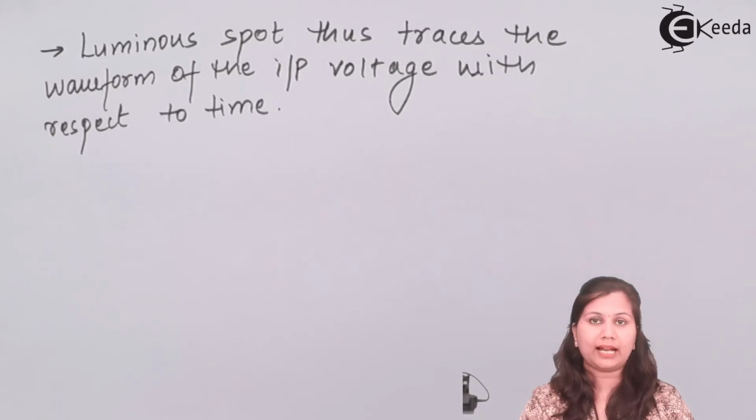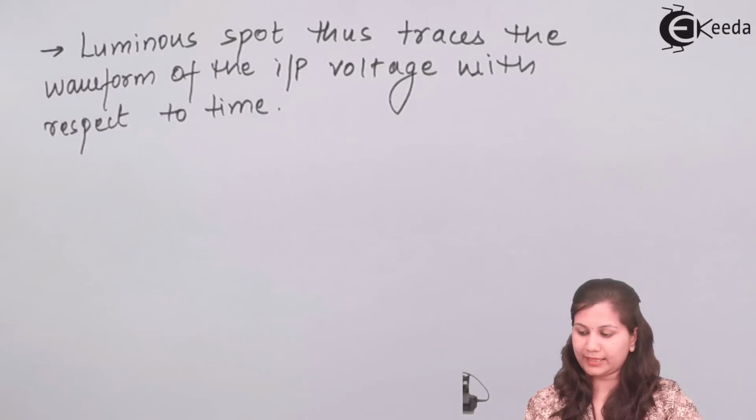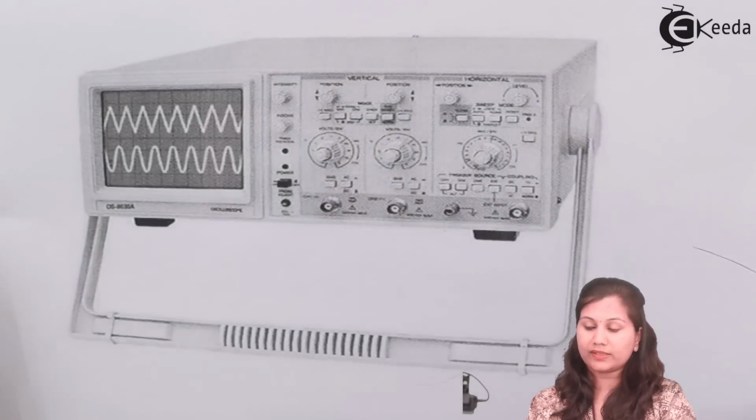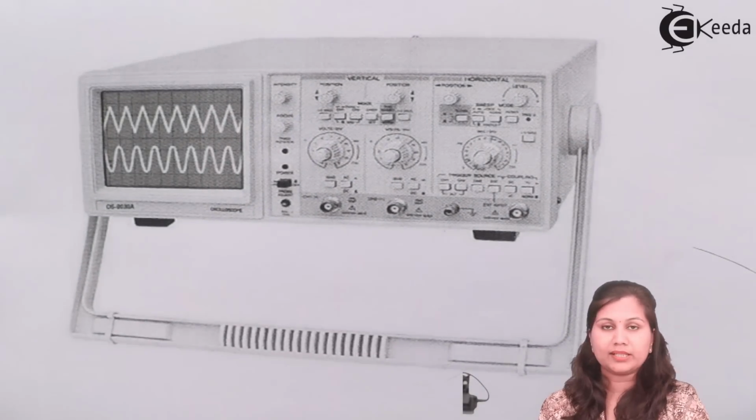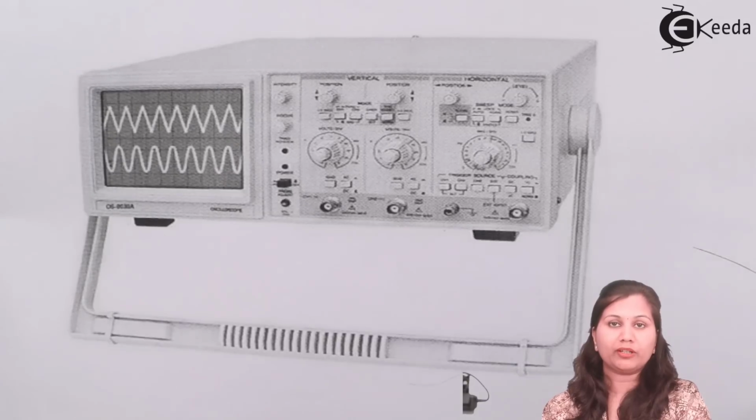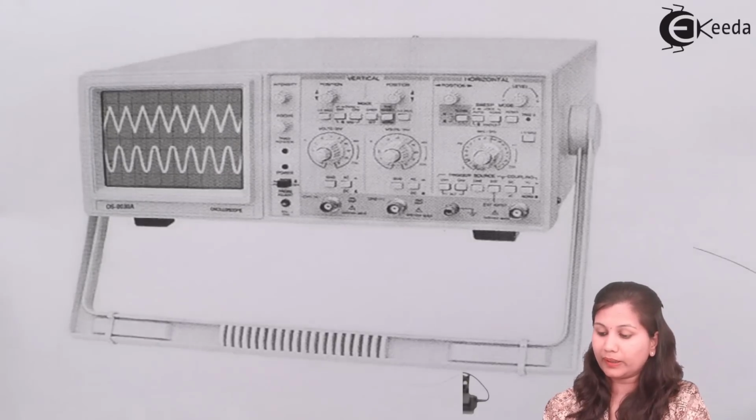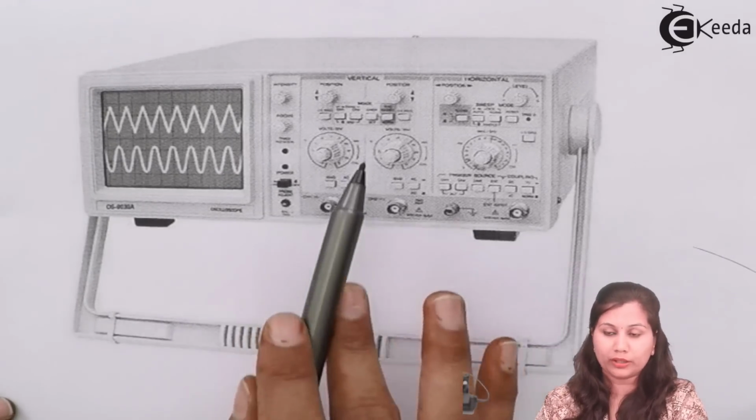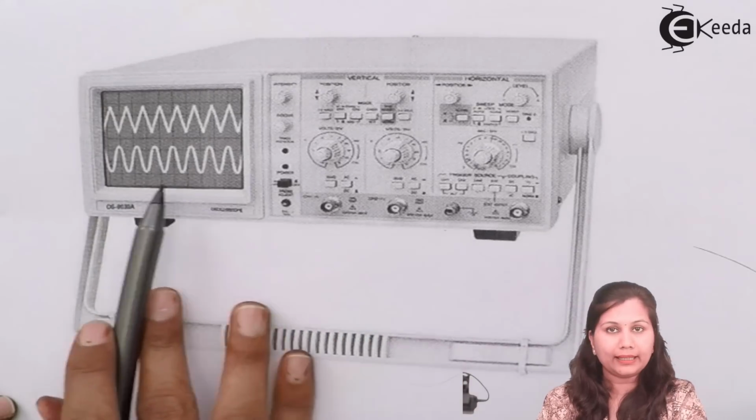Now if we see how the CRO looks, what is that instrument? This is how the CRO looks, and this is the most common instrument which we use in our laboratories. You can see that there are various knobs on it, and this is the display area.